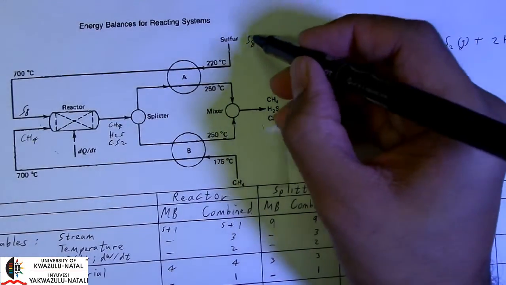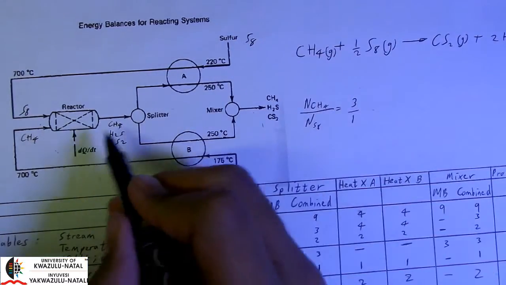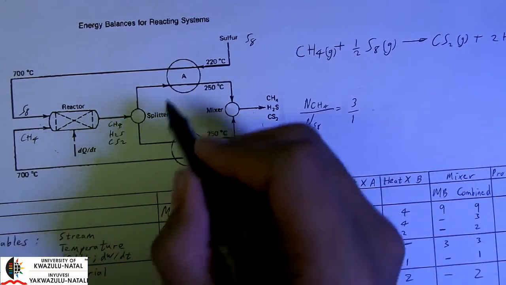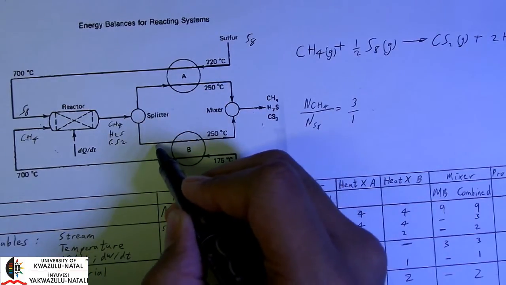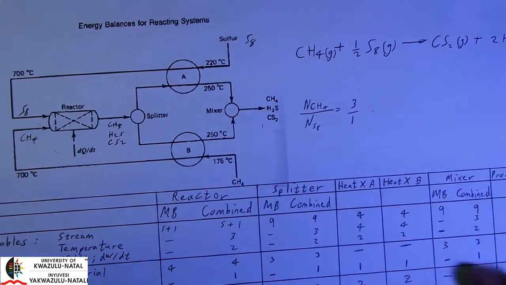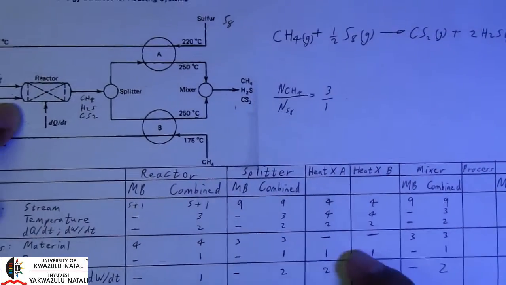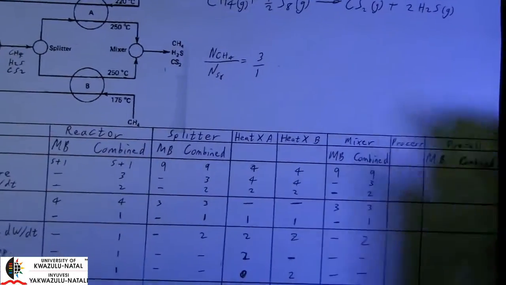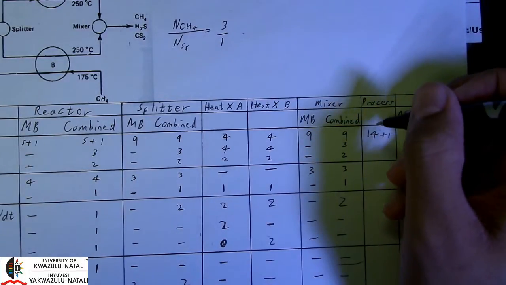Okay, so let's look at it. We can count our variables. We have 1, 2, 3, 4, 5, 6, 7, 8, 9, 10, 11, 12, 13, 14. Okay, so that's 14 variables plus 1 reaction occurring in the reactor. Don't forget about that. So that's 14 plus 1.